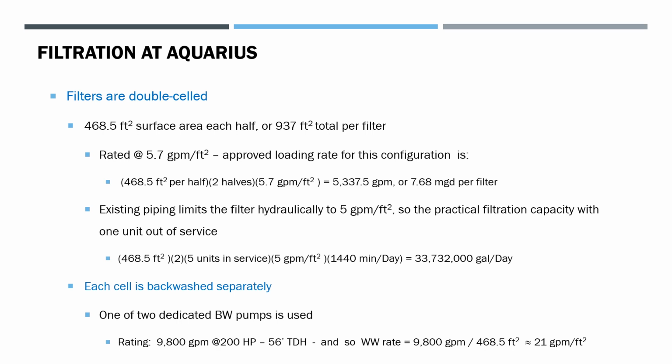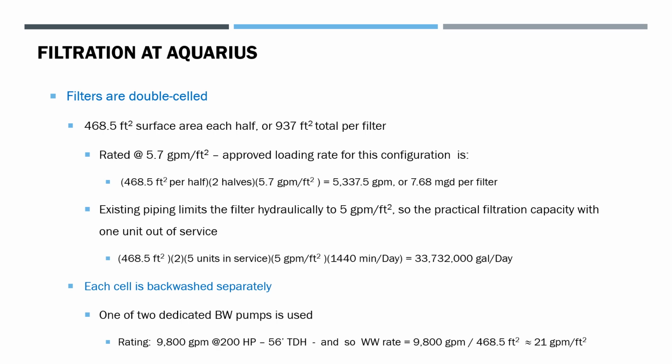So practicality exists for filtration at Aquarius plant at 5 gallon per minute per square foot times 2 halves times 468.5 square feet. Each half comes out to about 33.7 million gallons per day. Much more capacity than they really need because, again, this is a 20 mgd plant.